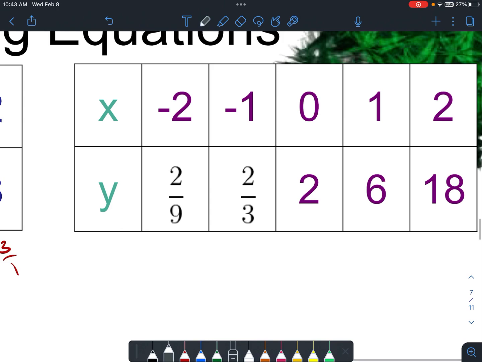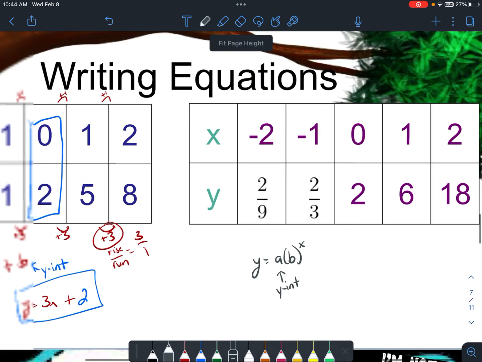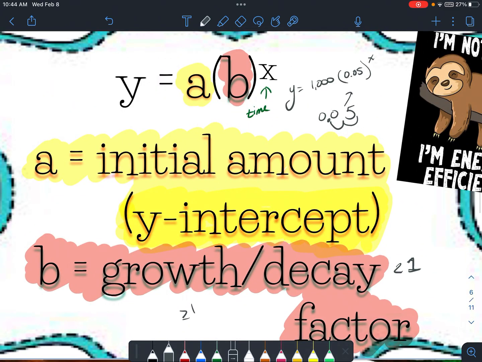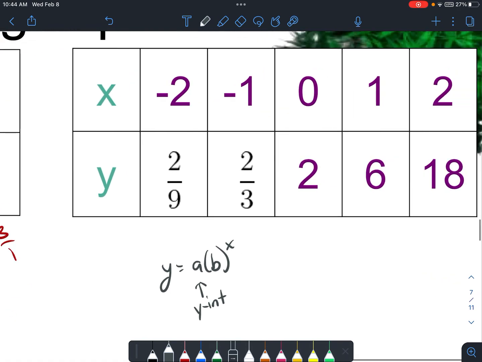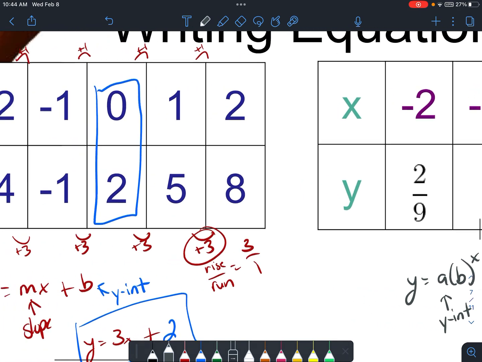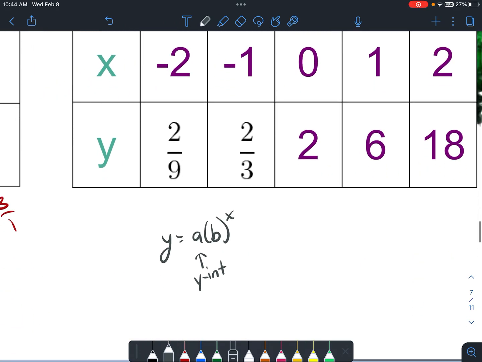Because if you remember, the equation is y equals a times b to the x, in which our a is our y-intercept, right? We can look back up here. It's our initial amount or it's our y-intercept. So we go down here, how do we find the y-intercept? Well, we just did that, right? We just found that the y-intercept over here was where x was 0. So it's going to be the same on this side. Our y-intercept is going to be where x is 0, which is right here.